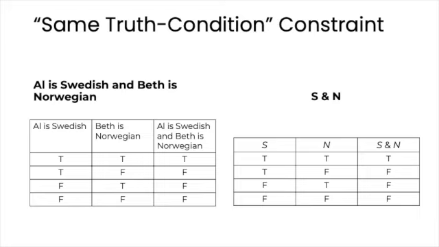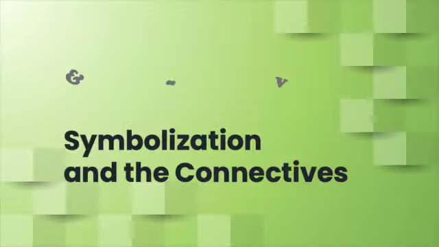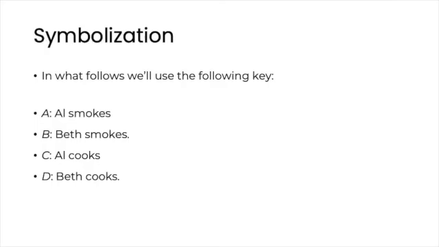On the other hand, if I try to symbolize the same English sentence with the SL sentence, say S V N, that would be a mistake, since they are not true in the same set of situations. For example, if Al is Swedish but Beth is not Norwegian, then "Al is Swedish and Beth is Norwegian" would be false, but S V N would be true. Hence, the same truth condition constraint would be unmet, and the symbolization fails. Now, let's do a review of the SL connectives to see how they match up with English connectives.